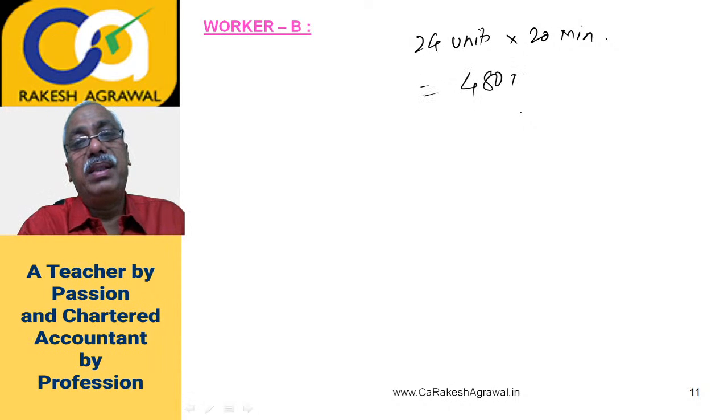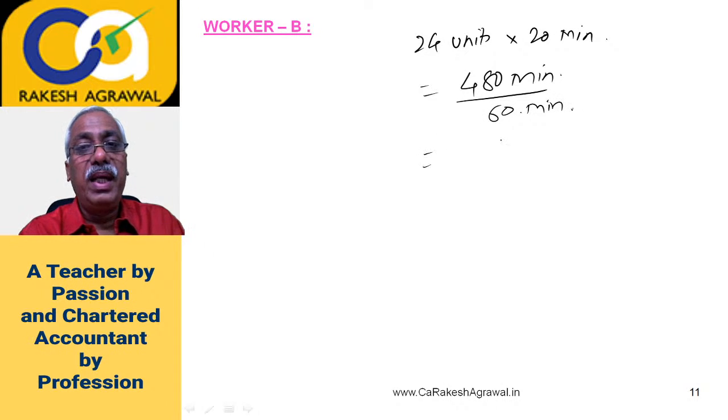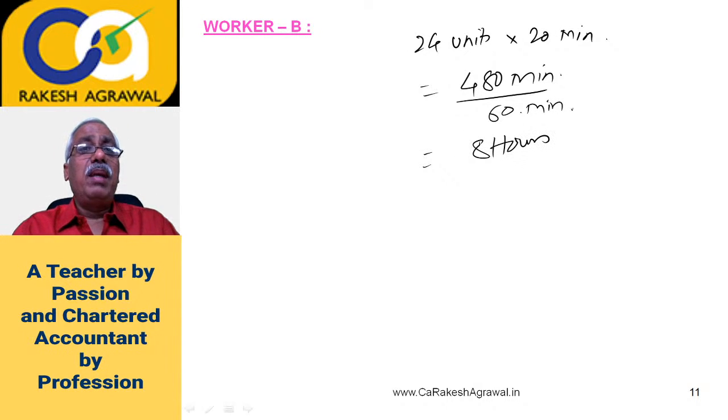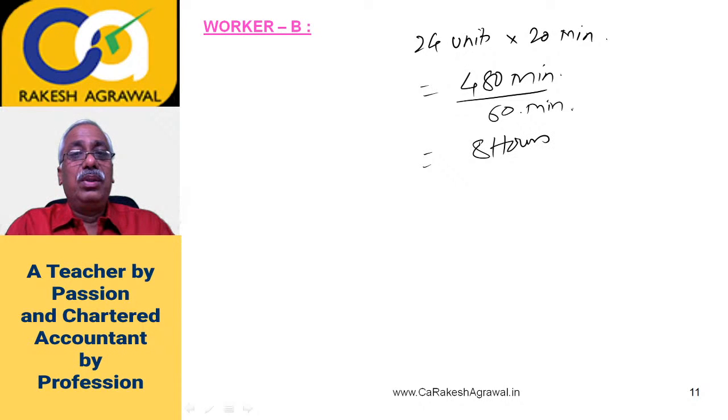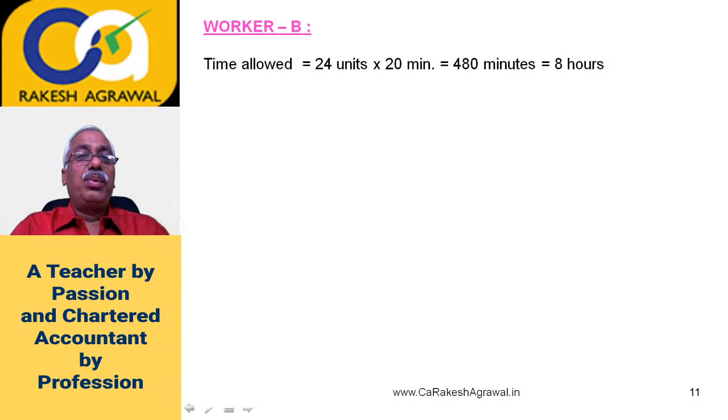480 minutes. Correct? 24 units he has actually produced. Each unit we allow standard time of 20 minutes. So for 24 units we will allow him 480 minutes. This is standard time allowed for actual output. Divided by 60 minutes, you will get 8 hours. This is standard time. And actual time taken by worker B was also 8 hours. So time allowed was 8, time taken is also 8, so there is no time saved. Zero time saved. So time allowed is 24 units into 20 minutes, that is 480 minutes, that is 8 hours.